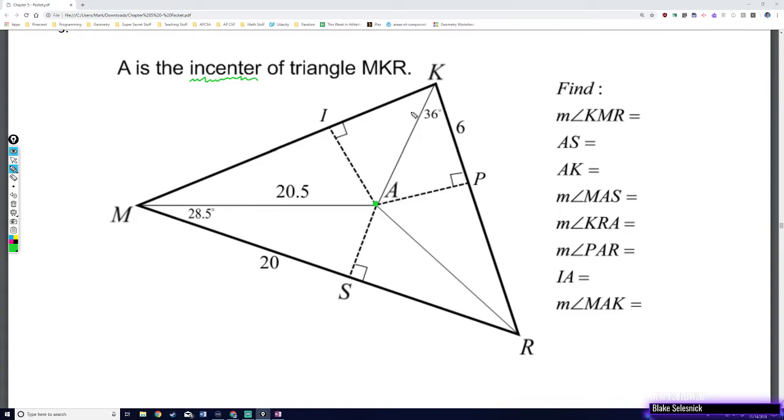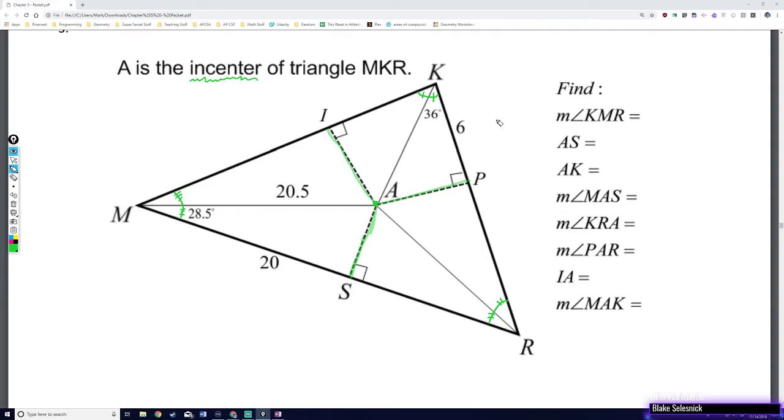So if I have a line that goes from here to the vertices, I know that these must be angle bisectors. So I'm going to mark these angles here as being bisected. Additionally, I'd make a note that the distance from the in center to the sides, these distances right here and right here and right here, are all going to be the same.